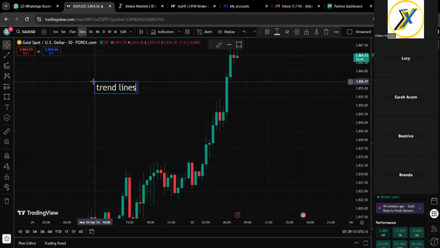For us to know when the market will consolidate, we'll be using the trend lines. For us to know when the market will change direction or will be rejected, we'll use the trend lines. In this case, we'll also be learning about the different time frames that we have.